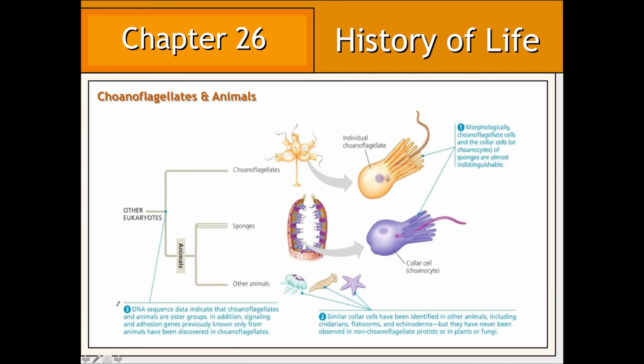As can be seen, choanoflagellates and animals share many DNA sequences in common, particularly those sequences that code for proteins involved in the binding of cells. These are the proteins that make multicellularity possible. In addition, the cells that comprise choanoflagellates are very, very similar in structure and function to those found in other animal groups. These lines of evidence suggest that animals and choanoflagellates share a common ancestor in the distant past.